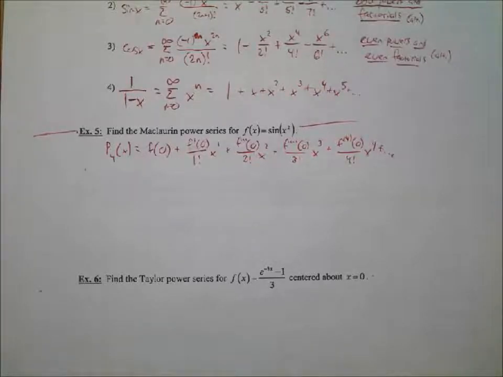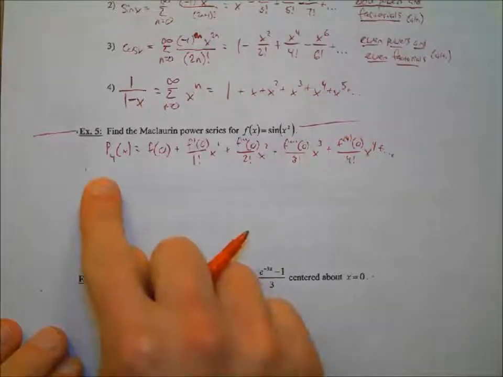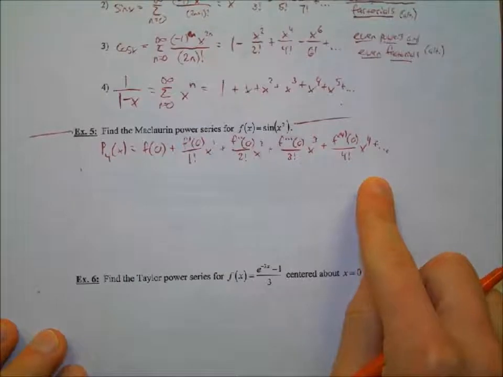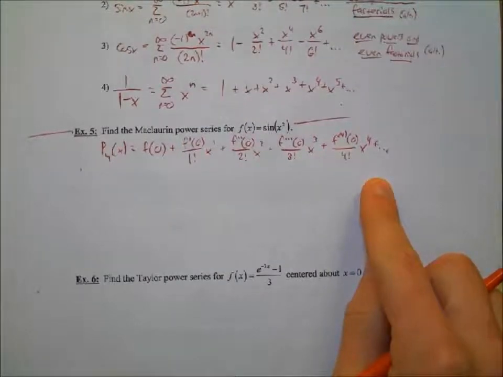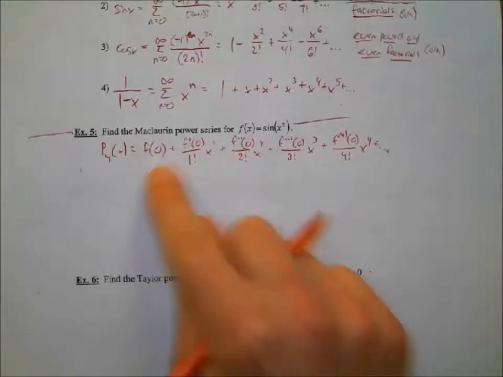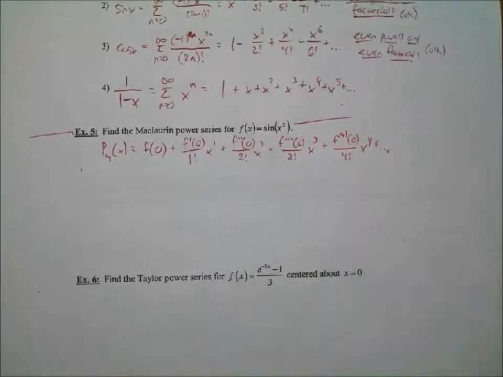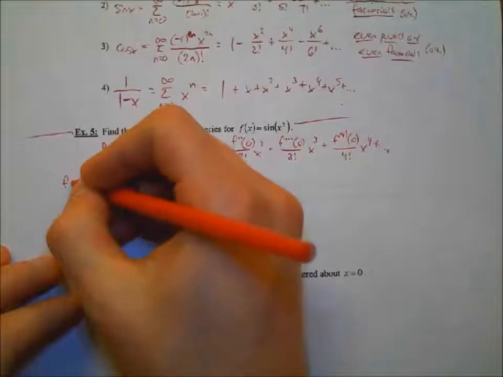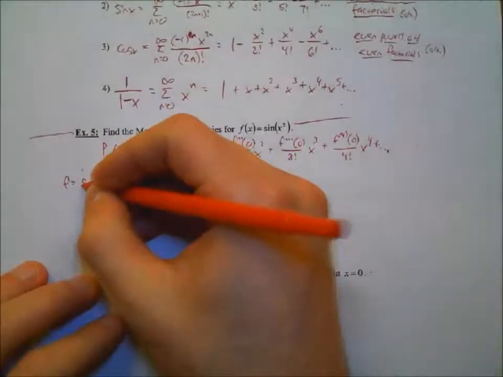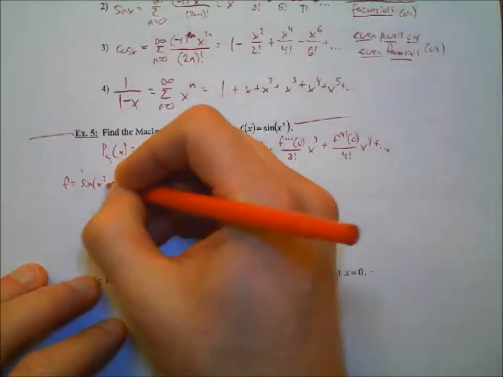So the old way of doing things, this is what we would do. We would start with writing out the first couple of terms, and we realize, okay, to come up with the Maclaurin power series, we need to find f of 0, f prime of 0, f double prime of 0, f triple prime of 0, and then the fourth derivative of f. So we would go over here and say, okay, well, f is equal to sine of x squared.